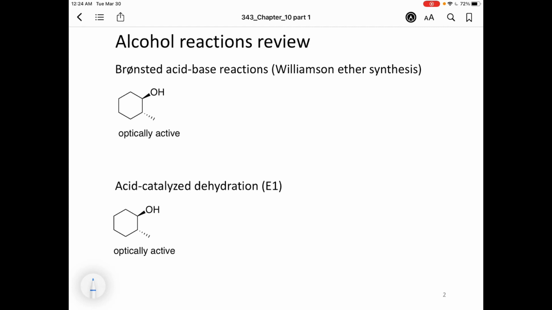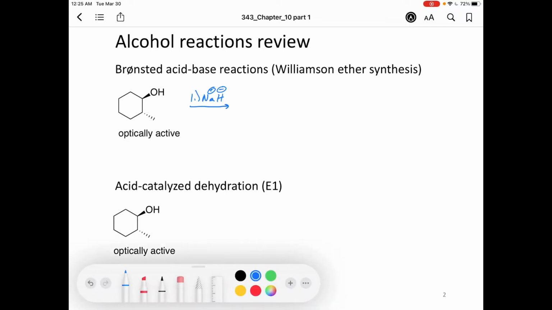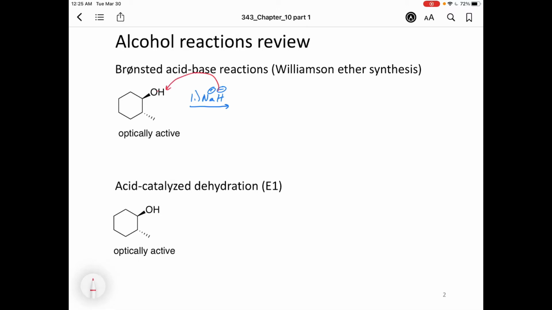So for Bronsted acid-base reactions, we know we can take an alcohol and add a base to it. I'm going to use a strong base, sodium hydride. Remember, when you see sodium here, you're going to have an ionic bond, right? So we have a strong base. We're going to deprotonate that alcohol, okay? So here we go. We deprotonated the alcohol.